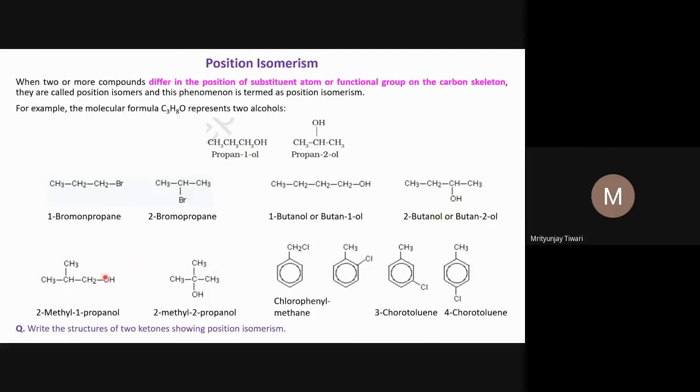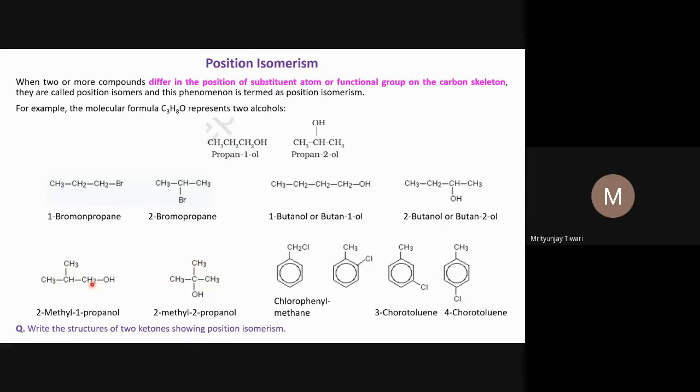Now let's see another example. These two compounds, this is CH2, CH3. One methyl group is here as a substituent, as a branch. In this case, the longest chain contains three carbon atoms and one methyl group as a substituent. In this case, 1, 2, 3, the longest chain also contains three carbon atoms, and the methyl substituent is at the second position.